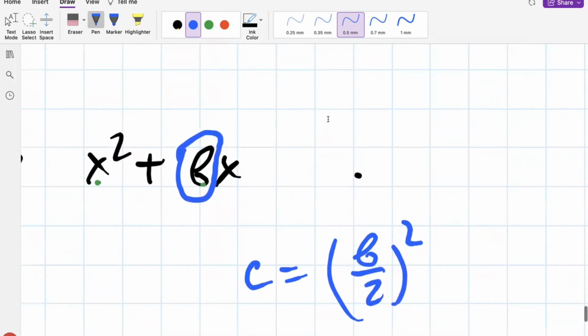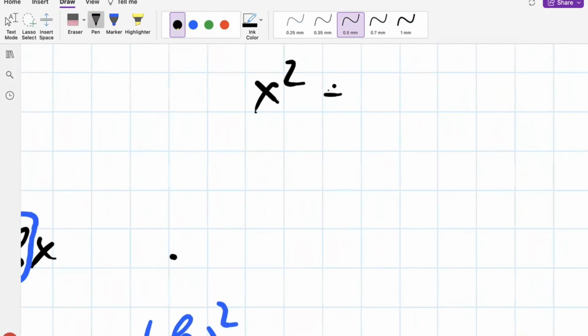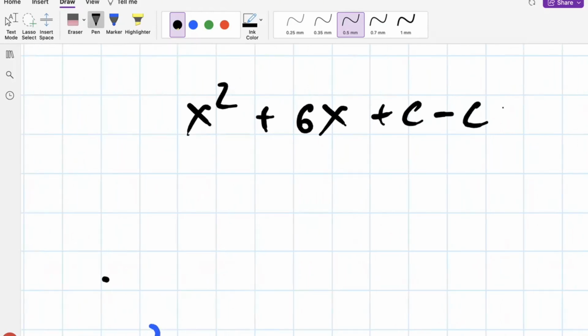And let's check it out. For example, if I give you this equation, x squared plus 6x, and we have to figure out which number C we should add and subtract. How will you find C? What's the value of C in this case? What should you do? Is it 9?